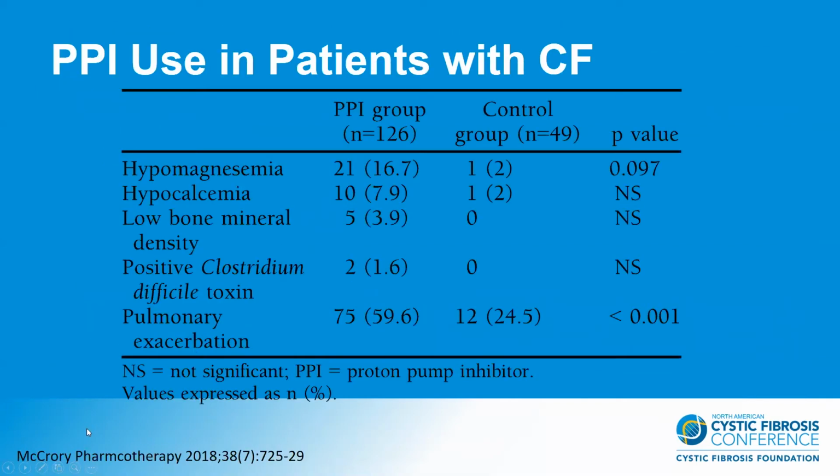So this is that small retrospective study looking at the pediatric population and comparing PPI patients with control patients and looking at some of these adverse events like hypomagnesemia, hypocalcemia, low bone mineral density, positive C. diff toxin, or pulmonary exacerbations. Interestingly enough, in this small study, it showed no significant difference other than more frequent pulmonary exacerbations in the PPI group versus control. Again, this is a retrospective study. Significant confounding may play a variable.